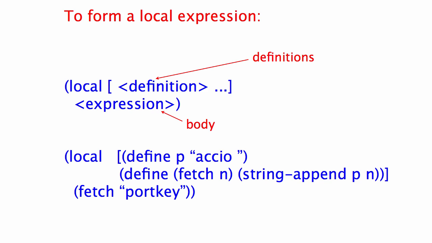So local, the definitions, and then there's a thing called the body, which is an expression. And the intuitive way of understanding the local is that it sets up the definitions, it sets up a special world that has these definitions, and then evaluates the body and produces that result. So there you go. There's our initial intuitive understanding of local and how to form a local expression.